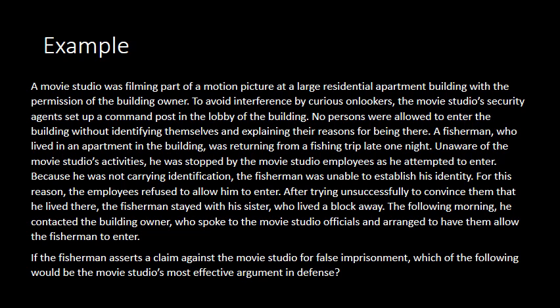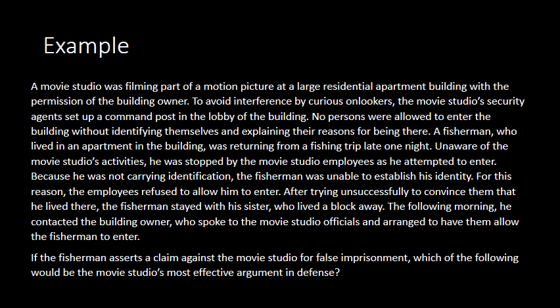Because he was not carrying identification, the fisherman was unable to establish his identity. For this reason, the employees refused to allow him to enter. After trying unsuccessfully to convince them that he lived there, the fisherman stayed with his sister who lived a block away. The following morning, he contacted the building owner, who spoke to the movie studio officials and arranged to have them allow the fisherman to enter the building.